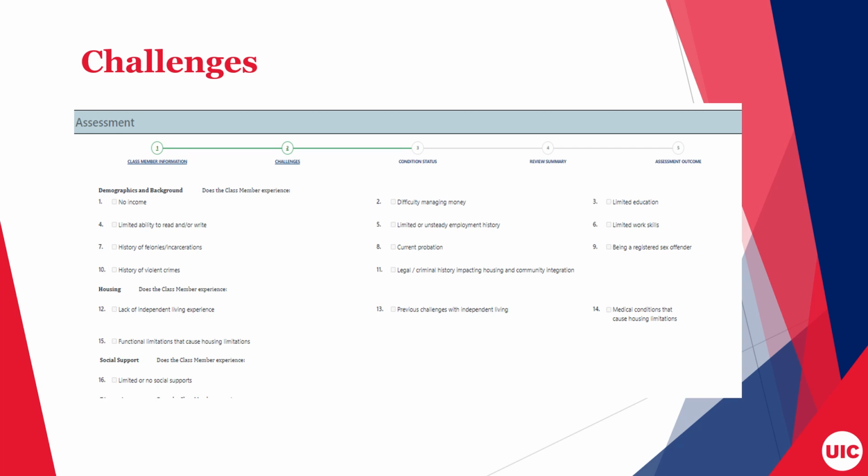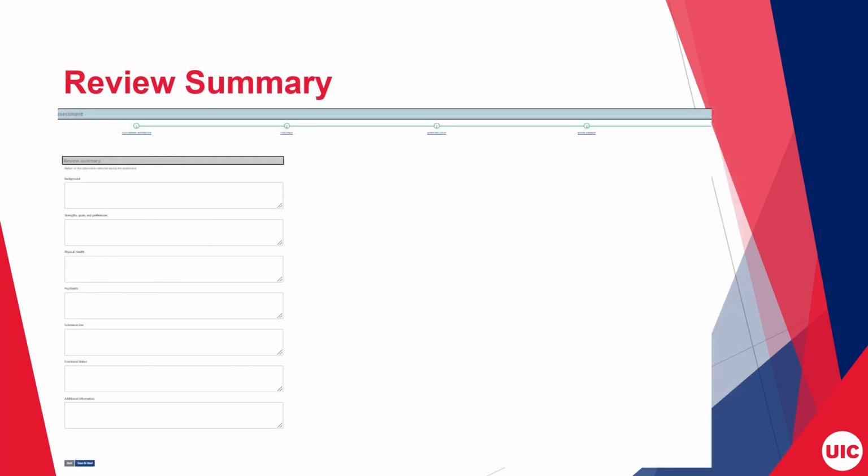It is also helpful to review the class member information at this time on the member page. This includes certain demographics such as race, ethnicity, identified gender and pronouns, language and accessibility needs, and other information that may be helpful as you proceed with the class member engagement. The care manager can then proceed to the review summary.